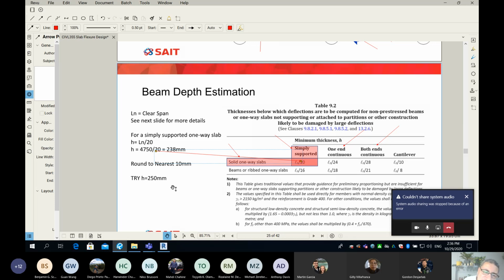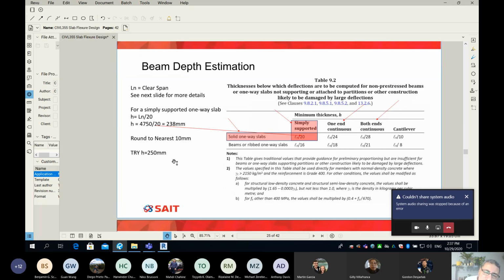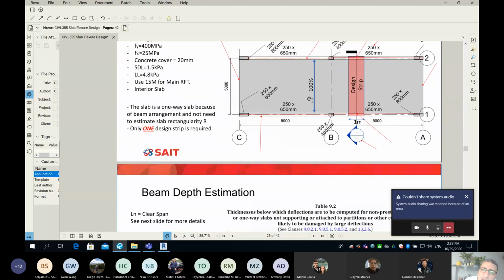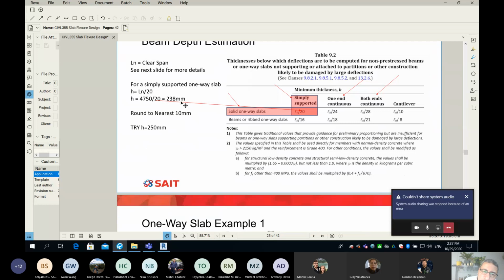So anyway, what I did here, it's supposed to be 240, but I simply chose 250. Okay, I chose the thickness of the slab 250. I need to remind you, if I'm designing a high-rise building that has 100 of those floors, should I go easy when I pick from 238 to 250? Yes.